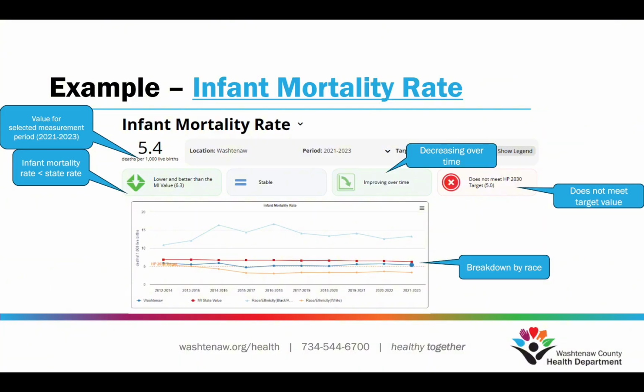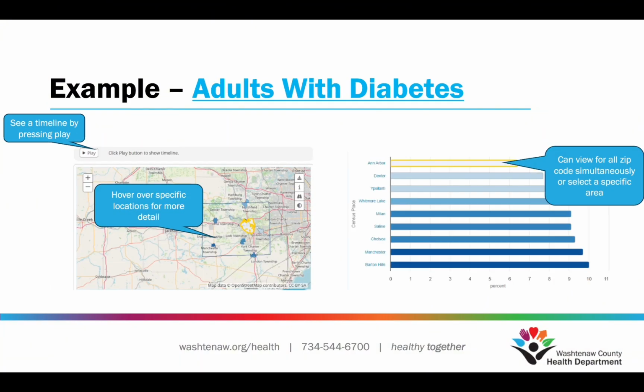Next, we're able to see the infant mortality rate compared to the state rate. We can also see that this indicator is improving over time, but it does not meet our target value. Lastly, we can see a breakdown by race, indicated by different colors. Let's look at another example.